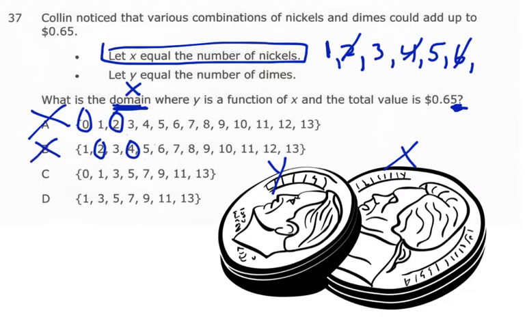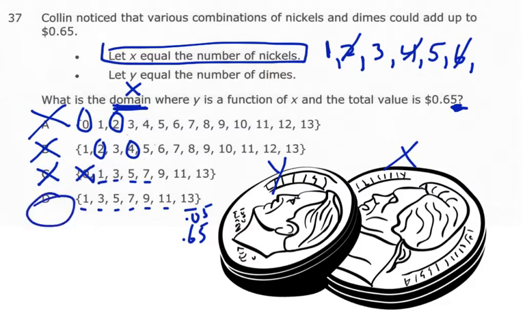C has the 1, 3, 5, 7, 9, so they did keep the pattern that we found out. However, they included 0. It can't have 0 in it, because if you had 0 nickels, you could either have 60 cents or 70 cents if you just used dimes. All right, let's look at D. D was smarter, they got rid of the 0, and 13 would be 65 cents, so 13 times 0.05. So this one checks out.